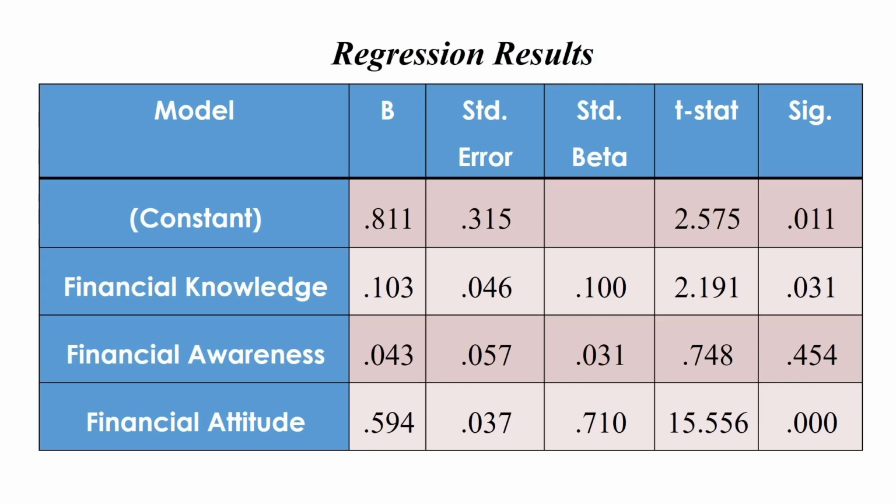From the results of regression, we can also decide whether to accept the hypothesis or not. Looking at the significance value among these three independent variables, the hypotheses of financial knowledge and financial attitude can be accepted because their p-values are less than 0.05 at the 5% significance level, whereas financial awareness, that means the hypothesis of financial awareness, can be rejected because of its p-value higher than 0.05.